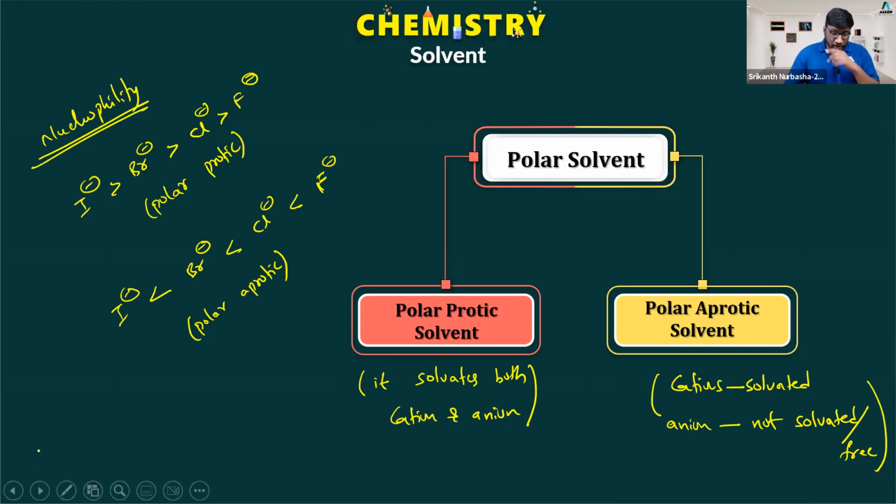And what about non-polar solvents? Non-polar solvents cannot solvate either cations or anions. Polar protic means both cations and anions are solvated. Polar aprotic means cations are solvated but anions are not solvated. Non-polar solvent means neither cations nor anions are solvated.